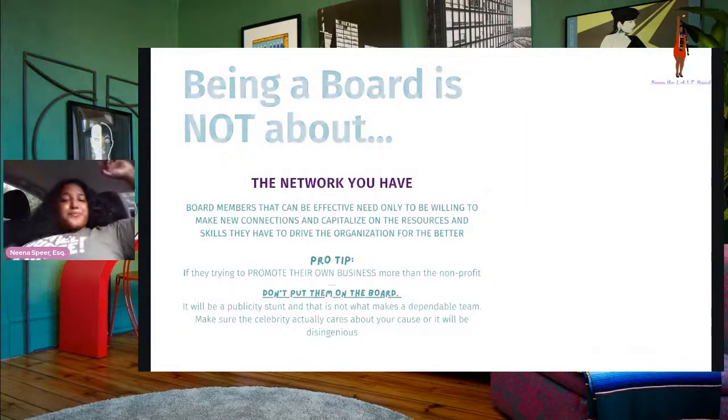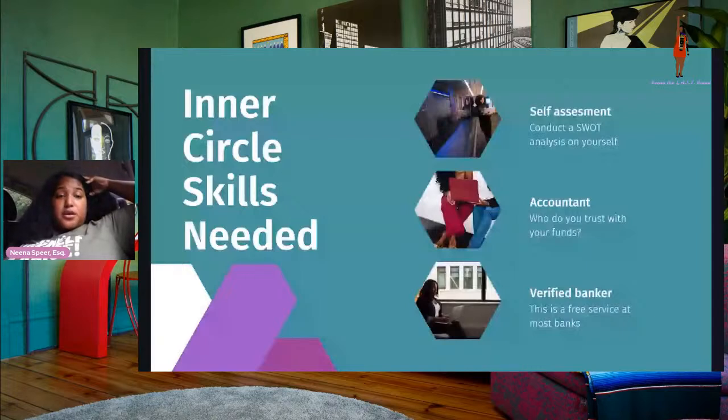Whew. So now that we got through the hard part, these are the things that I need you guys to start doing. Okay, your inner circle skills. This is what happens on boards. Before you can decide if you're going to run a board, you need to decide what your self assessment is. I actually encourage you to do a SWOT analysis on yourself: strengths, weaknesses, opportunities, and threats.